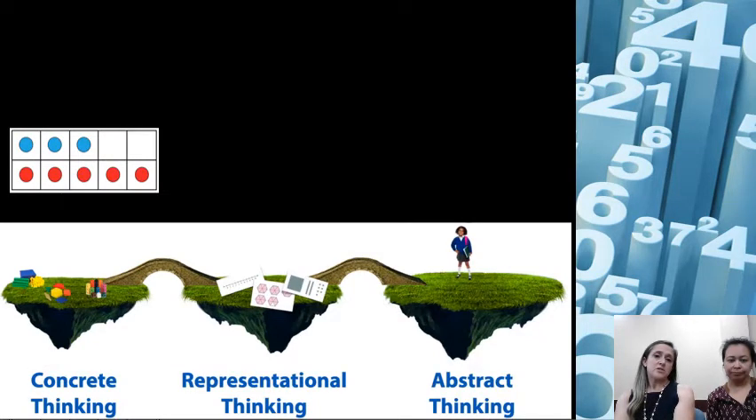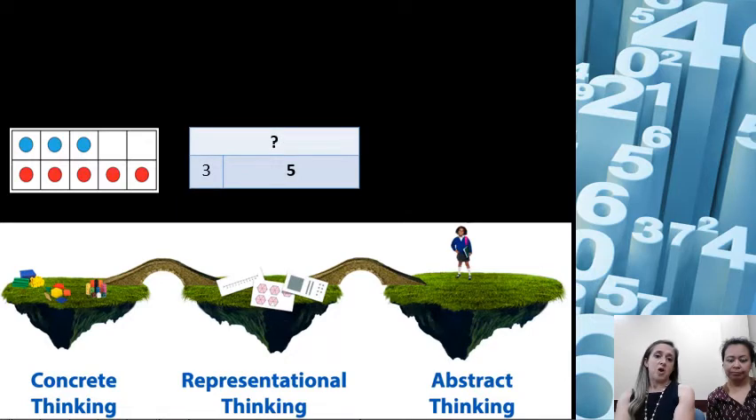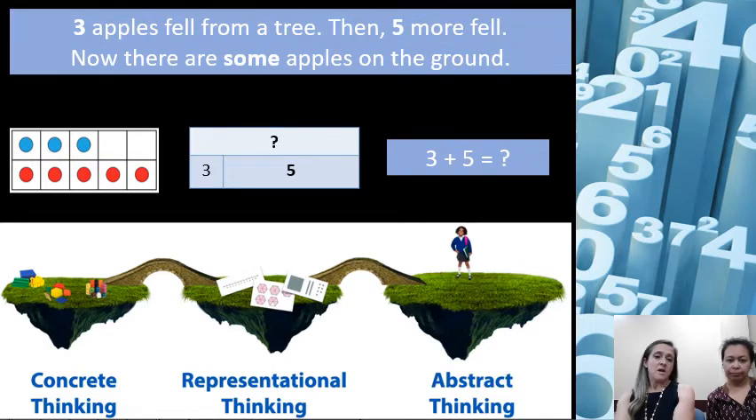So finally, just to reiterate the importance of the CRA. So we've got concrete, representational, and abstract ways of thinking. And we want to make sure no matter what strategy students use, they are connecting it back to the context of the problem. Right. So when I see the equation 3 plus 5 equals what, I should be able to say there are 3 apples and 5 apples. Right. And so you should be able to also point to where those 3 apples and 5 apples are with the models that you've either drawn or created.